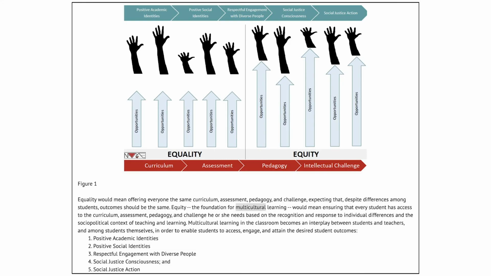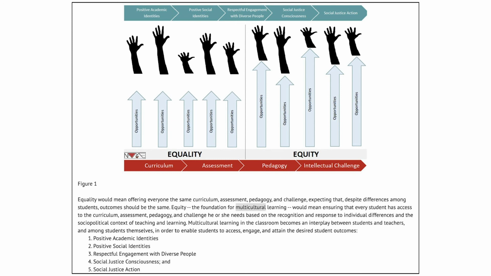This image that you can see here has been borrowed from a document called What is Equity, and it can be found on the National Association for Multicultural Education on their website. And underneath the section of the AR tool called Equitable Pedagogy, you can also see this page linked. So here in this image, you can see a series of hands and a series of arrows pointing upward.